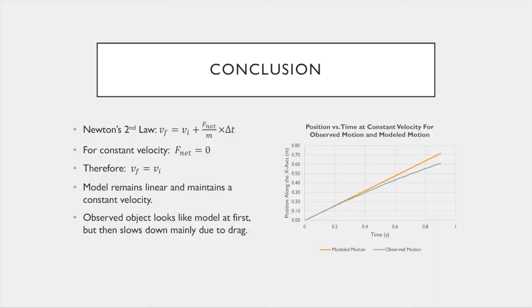In conclusion, Newton's second law allows us to construct an idealized model of our motion. For a constant velocity, in the case of our experiment, the net force is equal to 0. As you can see, our model remains linear and maintains a constant velocity throughout. Our observed motion looks like our model at first, but the velocity doesn't remain constant and slows down at the end, mainly due to drag.